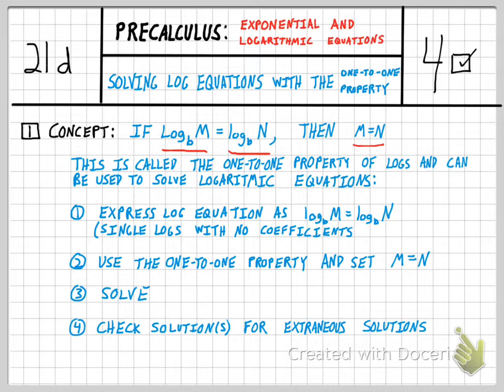Step number 1, very important if you're going to do this, is that you have a simple logarithmic expression on the left and a simple logarithmic expression on the right. So the most important job in these problems is to simplify both sides so that you have single logs with no coefficients. Once you have that, you can ignore the logs and set the inside part of the first one equal to the inside part of the second one. You solve, and as with our other examples, you check your answer. Very important you do that when solving a logarithm because you may get extraneous solutions.